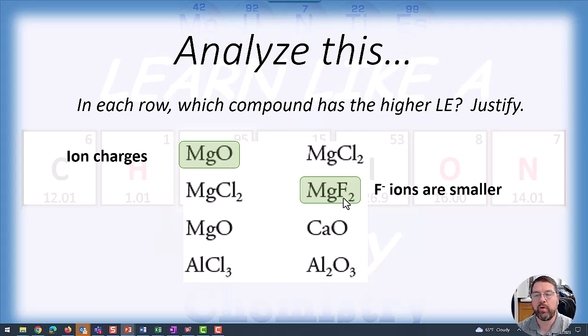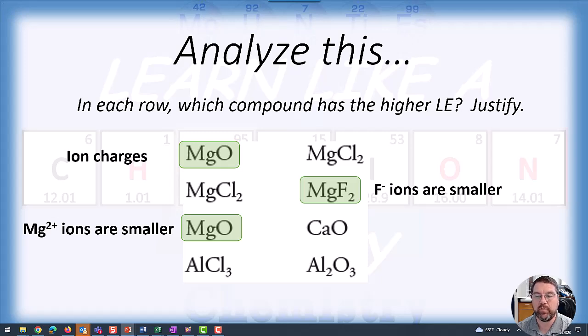Magnesium oxide and calcium oxide. Magnesium and calcium are both alkaline earth metals. They have a +2 charge. Oxygen is a -2. So once again, the charges match, +2 and -2 for both. And so we have to look at the difference in the size of the ions. Since oxygen is common to both, we look at magnesium versus calcium. Magnesium is smaller than calcium, so magnesium oxide would have the higher lattice energy.